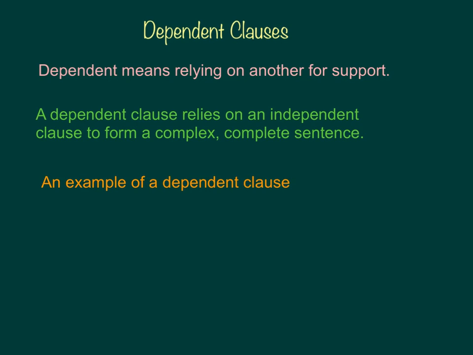The next type of clause that we need to discuss is a dependent clause. Dependent means relying on another for support, like you do on your parents. So therefore, this is the antonym to what Mr. Moyer just told us about. A dependent clause relies on an independent clause to form a complex, complete sentence. So therefore, it cannot stand alone. Below you see an example of a dependent clause.